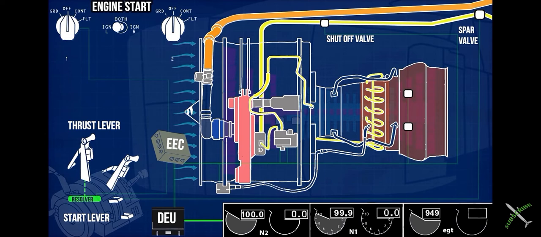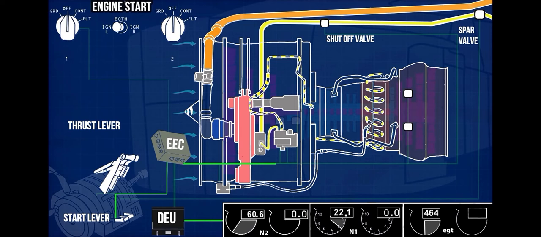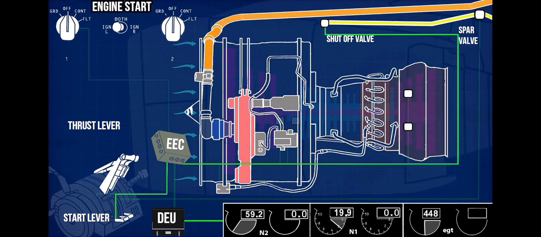To shut down the engine, move the thrust lever back to idle. This will decrease fuel flow for combustion, and the engine will go back to the idle speed. Then move the start lever to cut off. This will stop the fuel flow, and the engine will gradually come to a halt.